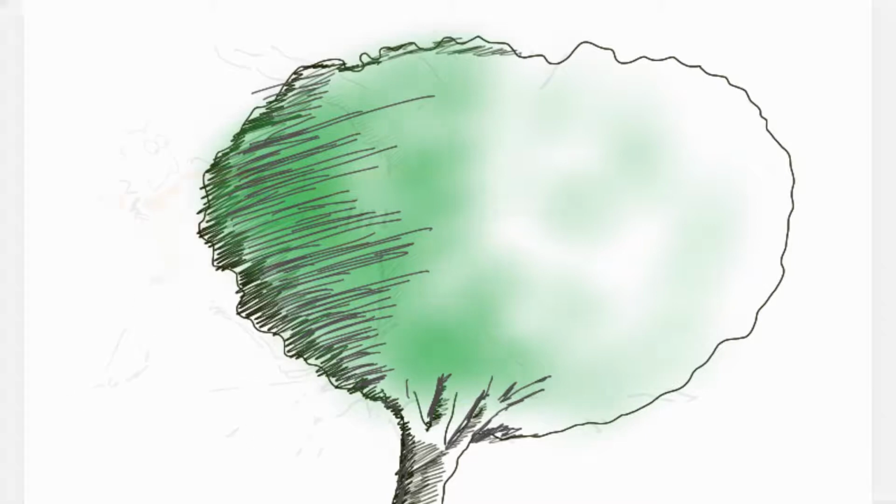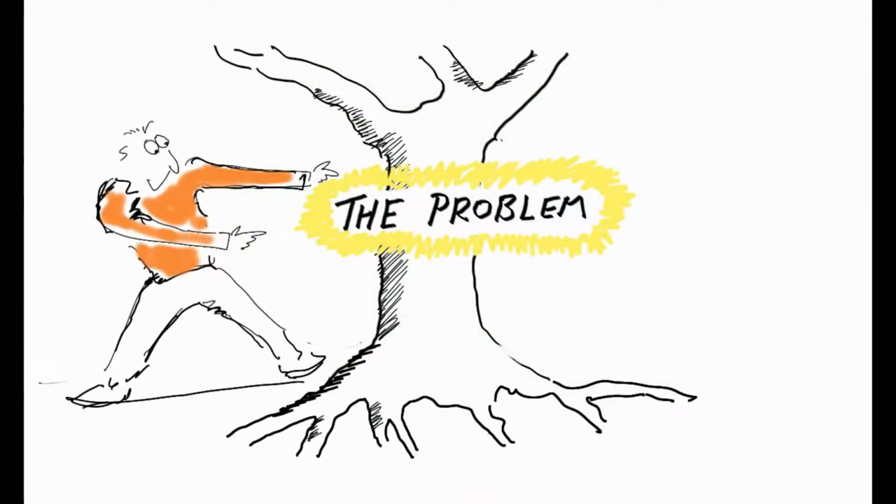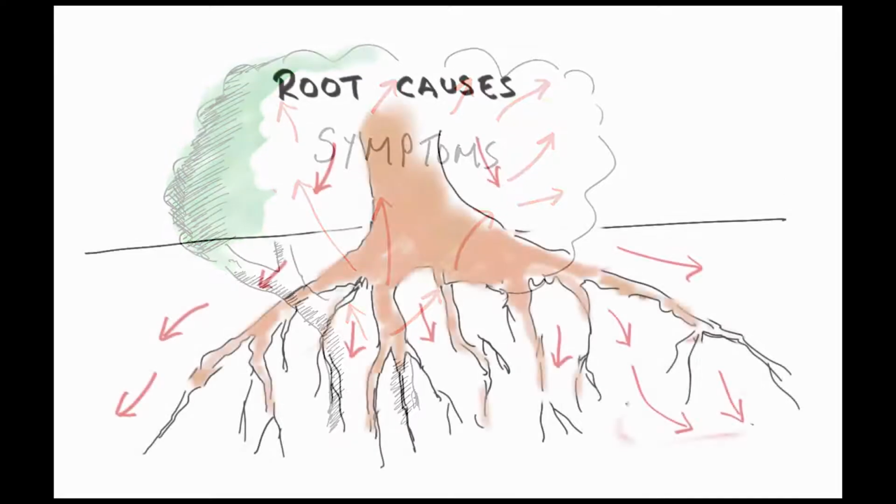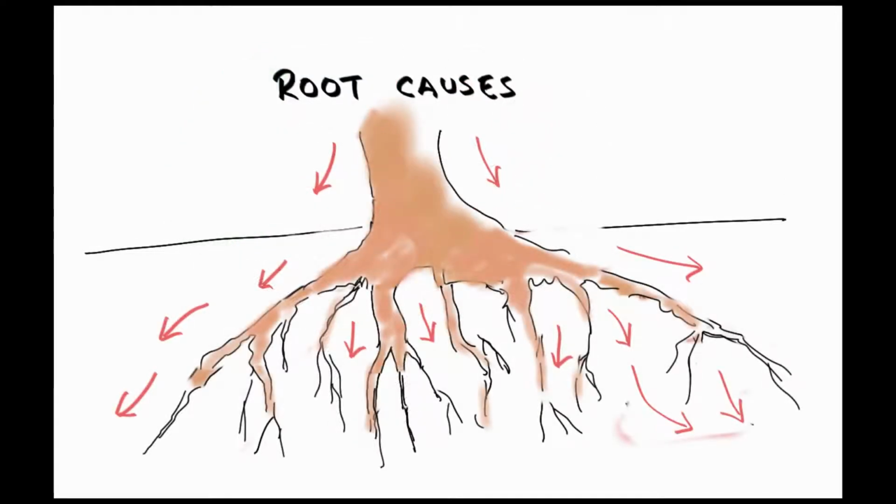Quite simply, once you have identified the problem and written it on the trunk of the tree, the next thing to do is to think of all the symptoms of this problem and write them in the leaves of the tree, and then all the causes of the problem and write them in the roots of the tree.